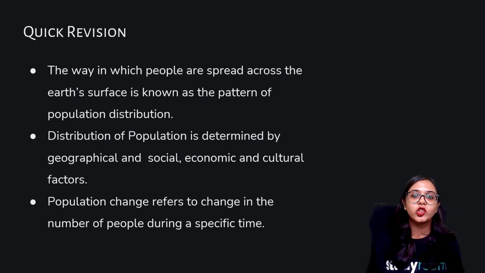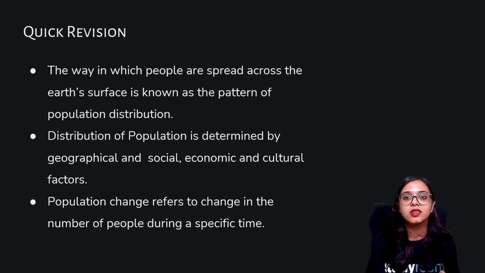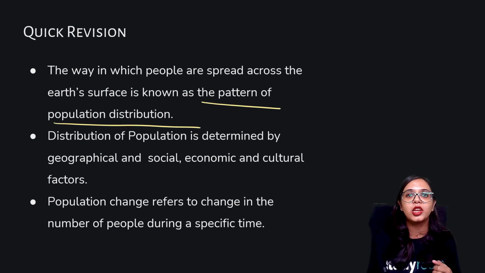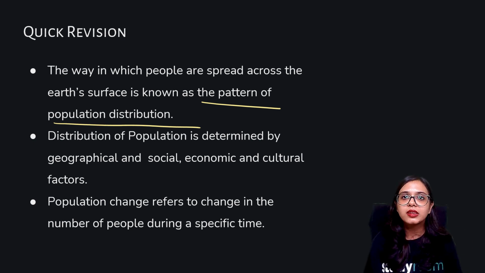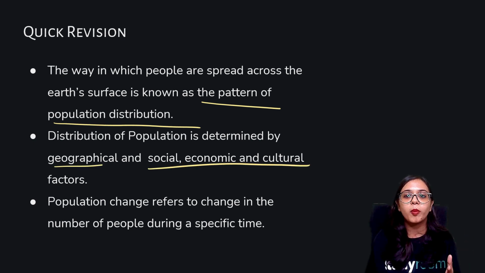So, the way in which people are spread across the Earth's surface is known as the pattern of population distribution, and this pattern varies due to different factors, right? Different geographical factors such as the soil, the terrain, the water, minerals, climate, and other factors as well, such as social, economic, and cultural factors.